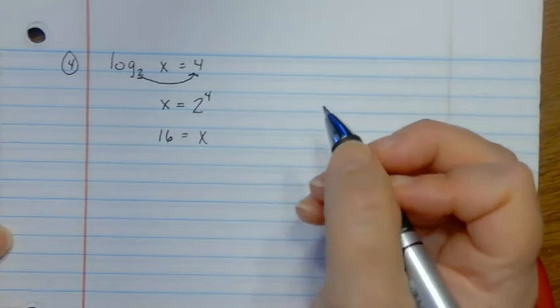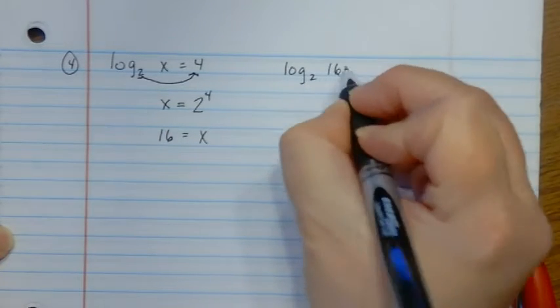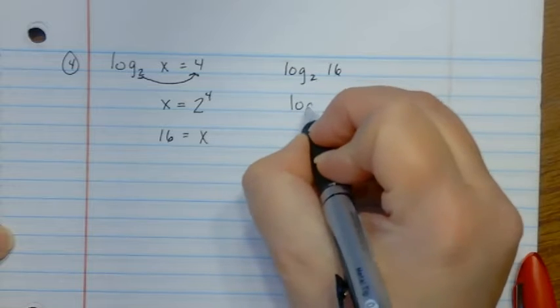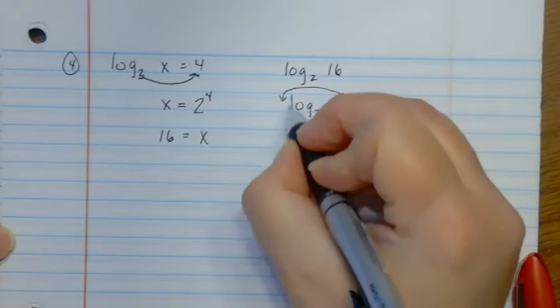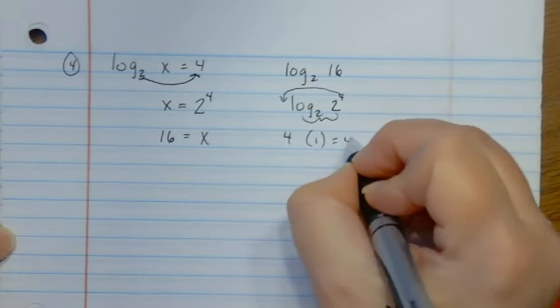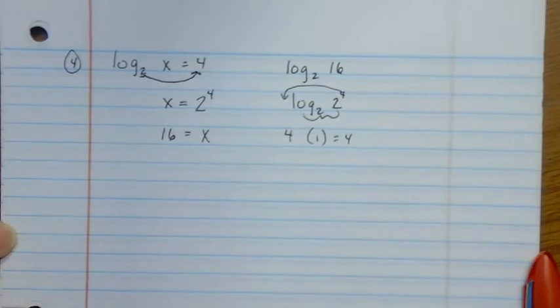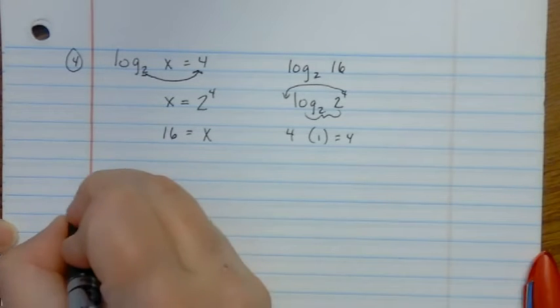You can see in reverse how that would work. Log base 2 of 16, log base 2 of 2 to the 4th. We'll pull a 4 to the front, and log base 2 of 2 is 1, so you get 4. So you can see how that pans out. Let's do another example here.